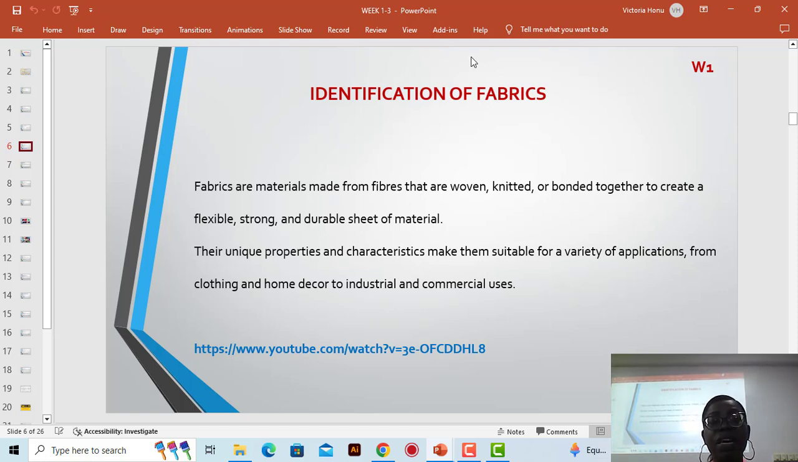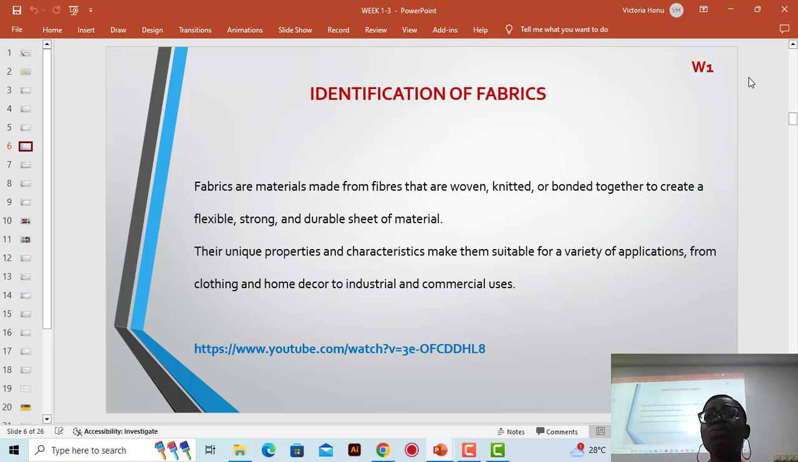So, identification of fabrics, that's the first one. Before we do anything, we have to identify the already made fabrics that we have. So, fabrics and materials are made from fibers, which we all know. We have done them, I've even spoken about them already, briefly. But before it becomes a fabric, it might have gone through several textile processes, either by weaving or knitting or bonding together to create a flexible, strong, and durable sheet of material.